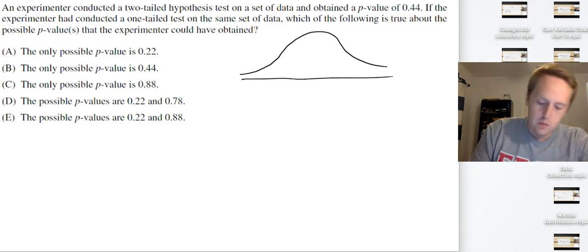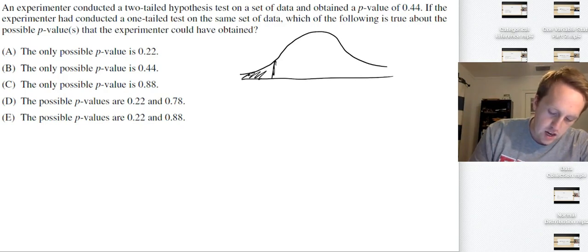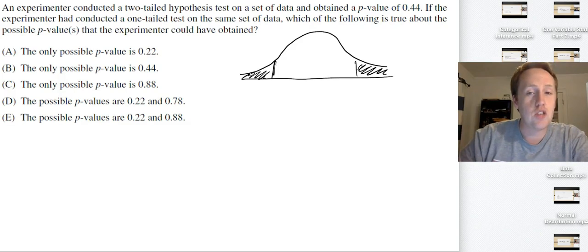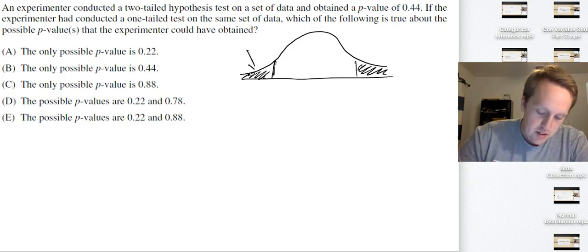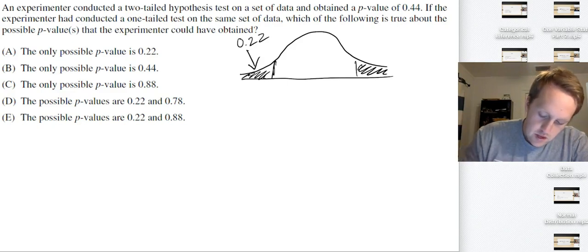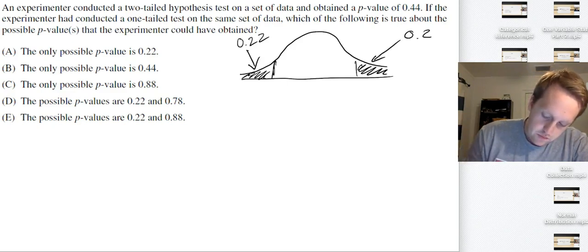Got a rough normal distribution. We got some area here, and we got some area here. We have area in both tails because it's a two-sided test, right? So since the p-value is 0.44, that means this is 0.22, and this is 0.22.